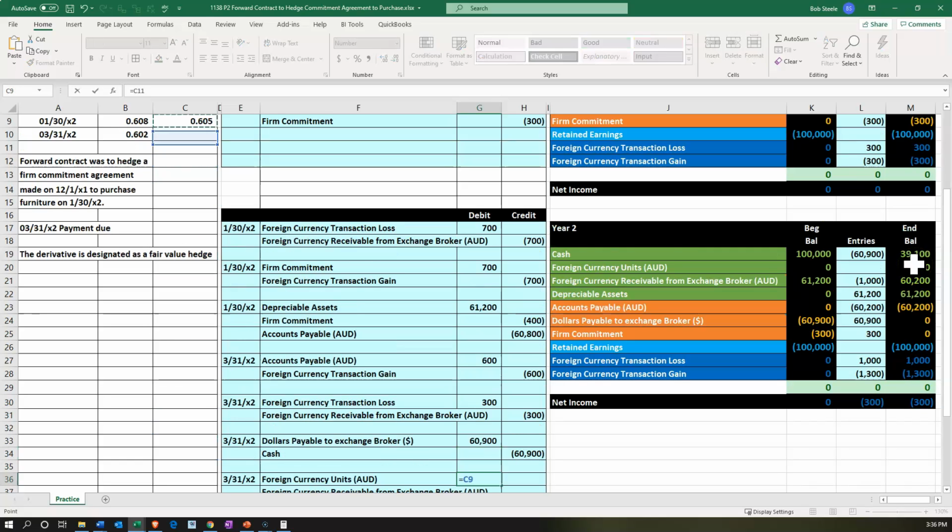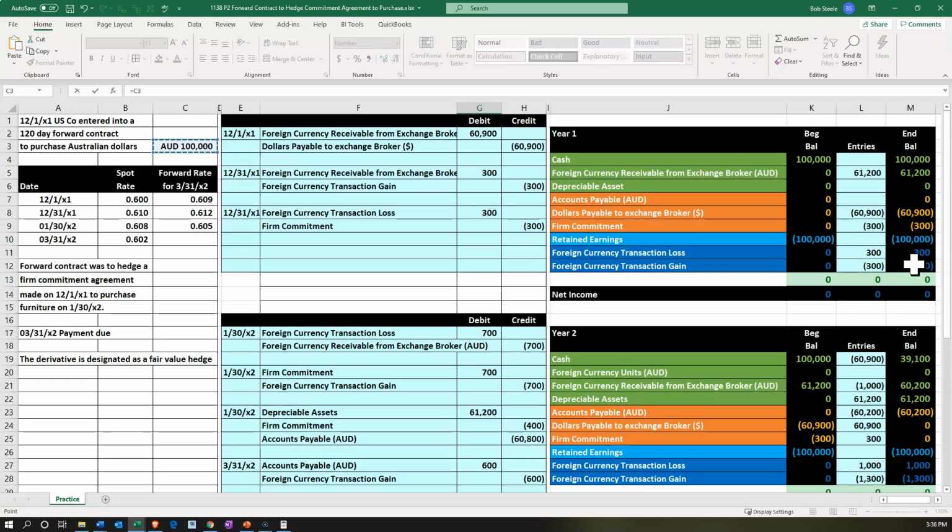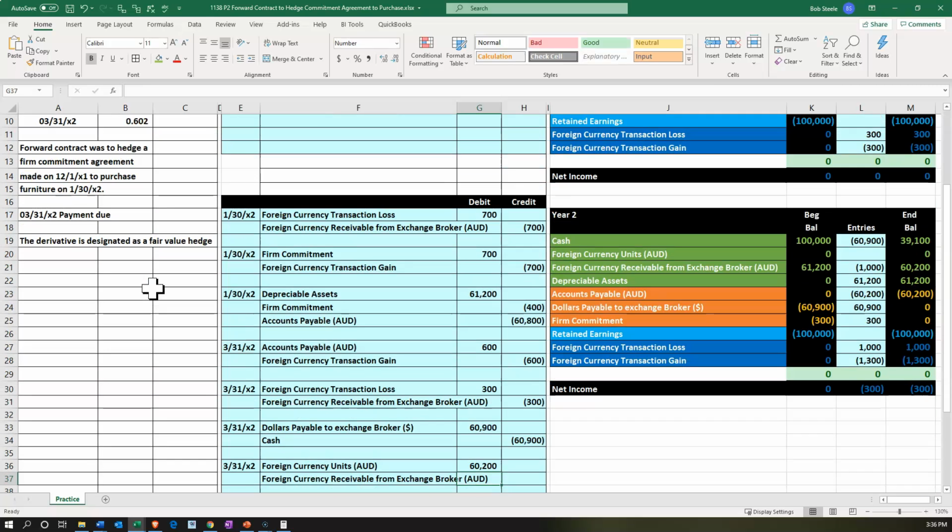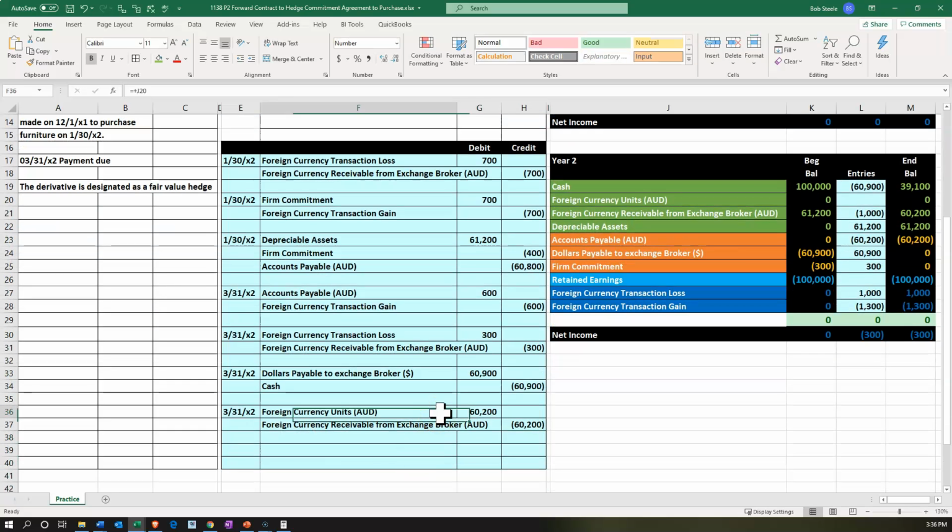And that's for that 60,200, which we could recalculate. And why wouldn't we? It's good times to do so. By taking this 100,000 times the current spot rate, the 0.602. And then there's the debit, there's the credit. If we record that out, there's the foreign currency in Australian dollars. And then here's the foreign currency receivable. Double clicking on that, going to the end of it, plus, and picking up the credit, which should bring that back down to 0, which it does indeed do.